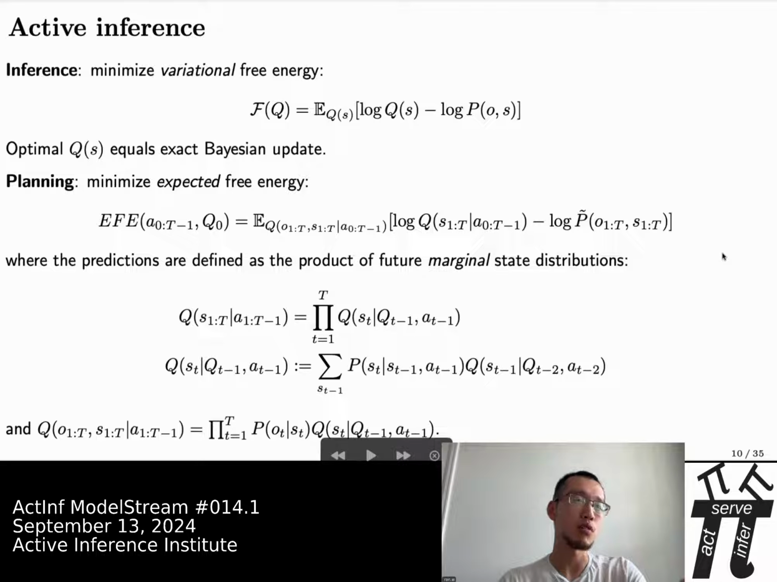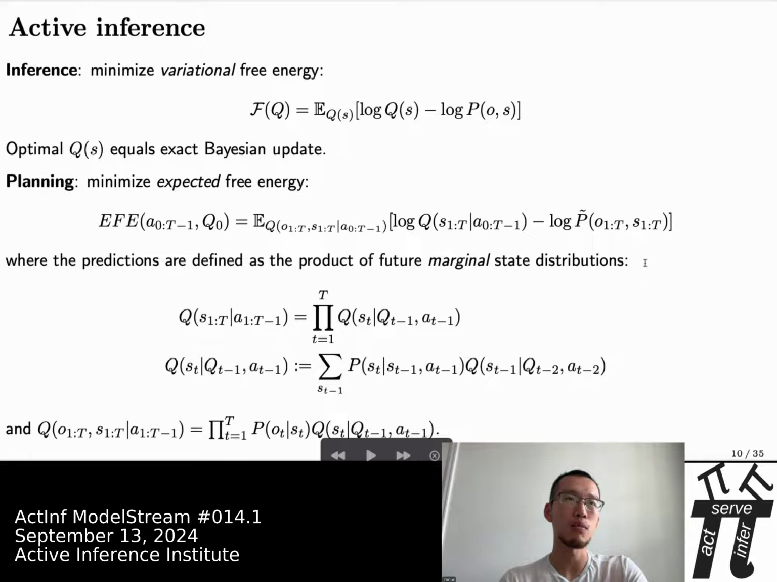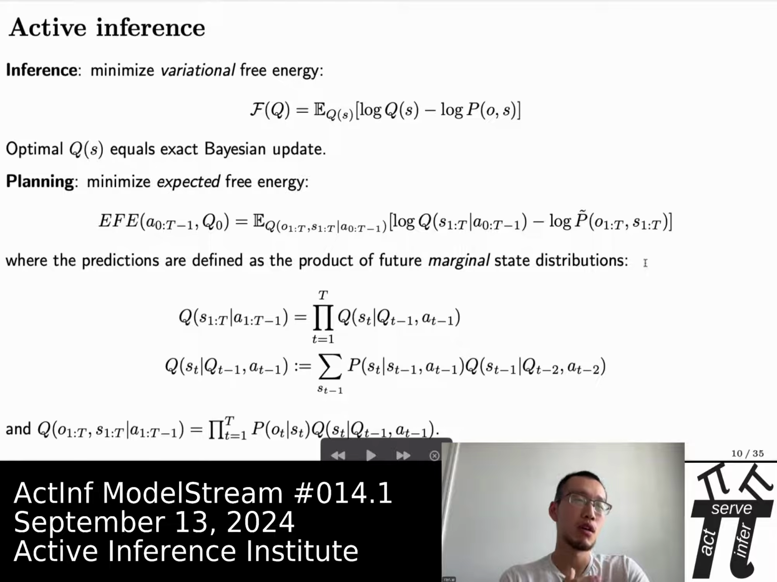Something I want to remark on this page is that whenever we talk about EFE, we need to be very precise about the definition of different Qs, because there are too many Qs in active inference and in EFE. Here I define the Q over future states as the product of future marginal state distributions. This is not because I invented it. I'm just writing the usual definition of EFE in a more formal way, and explicitly calling out that this is the product of future marginal states.